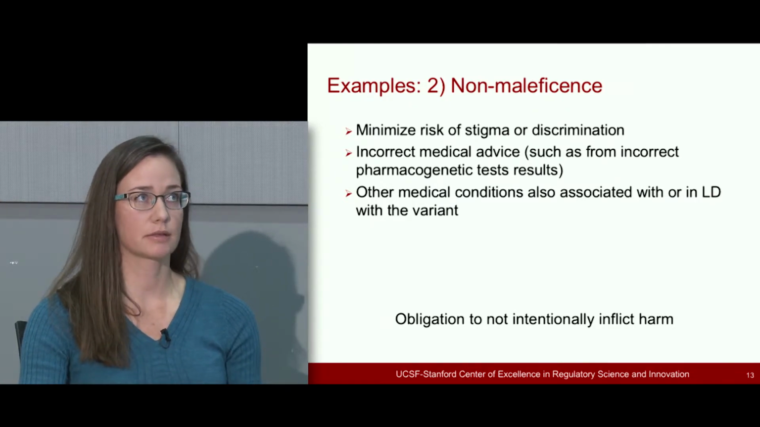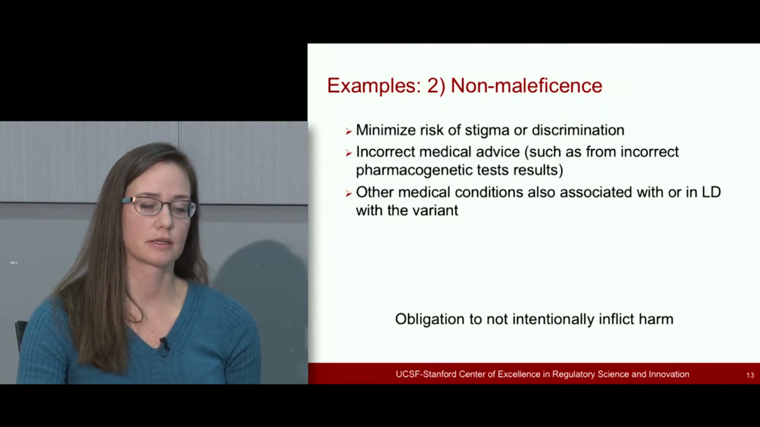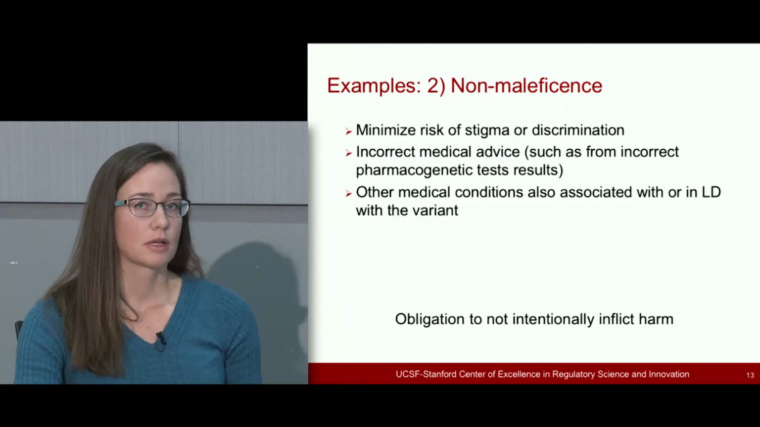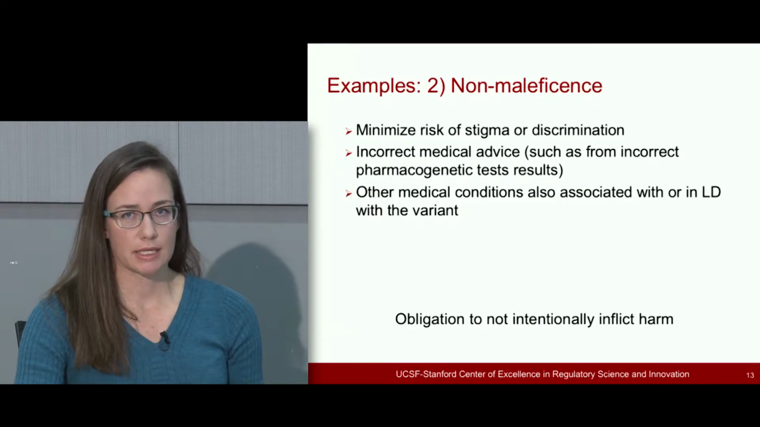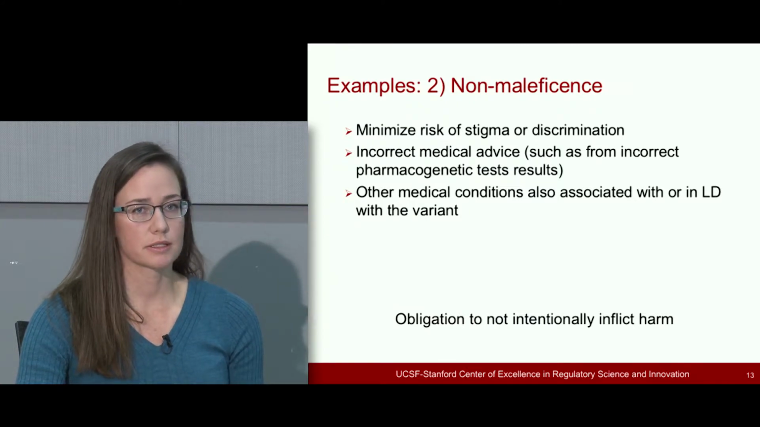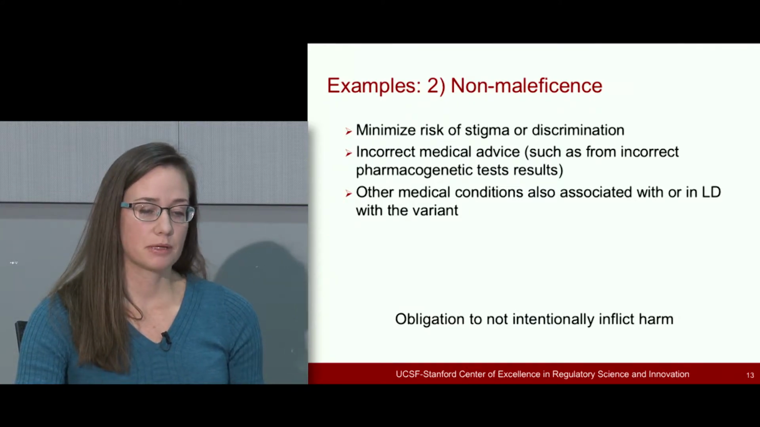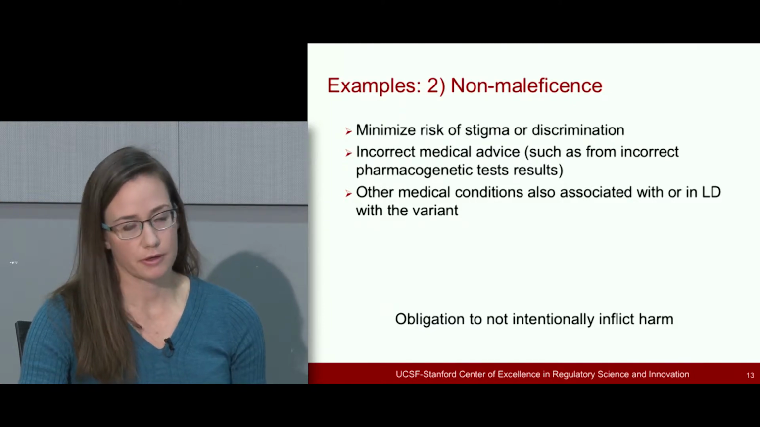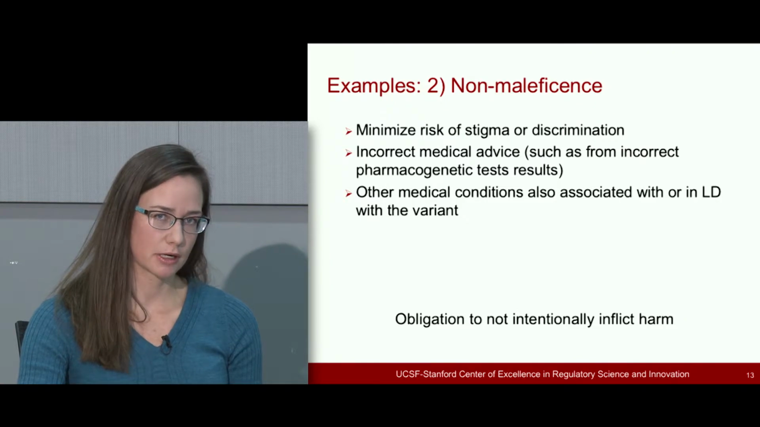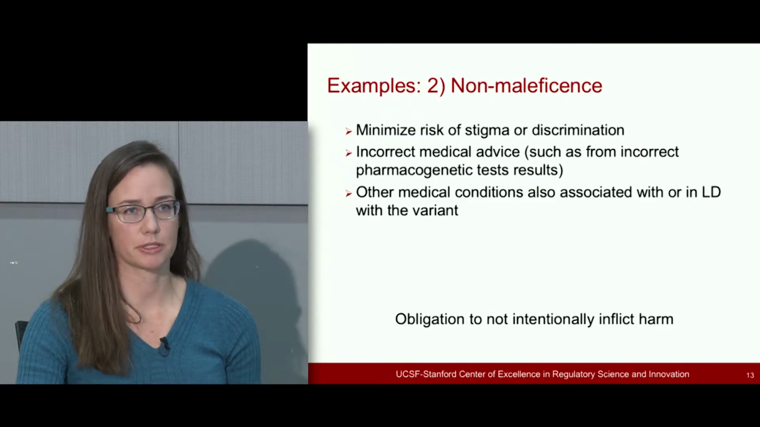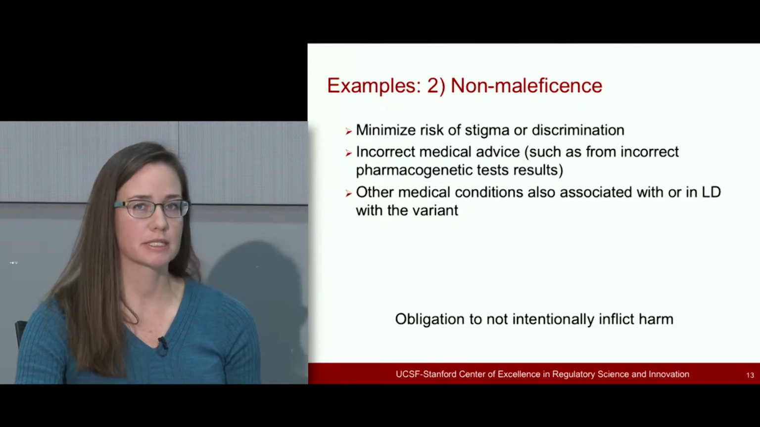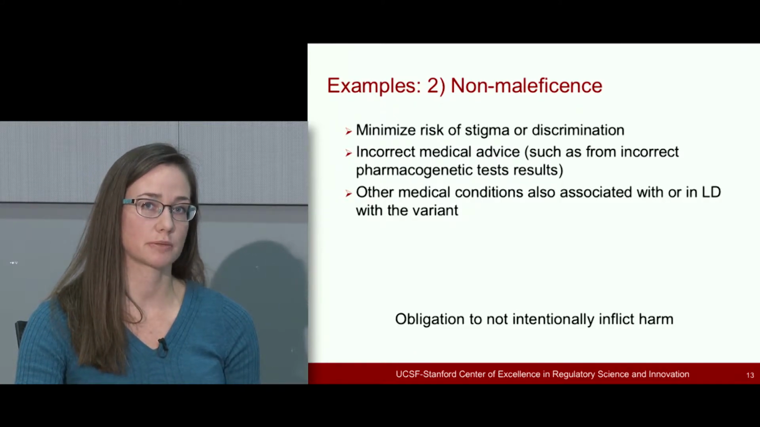We can also run into considerations of non-maleficence related to giving incorrect medical advice. So for example, if a patient receives a genetic test that only looks at very specific markers, they may be reported to be a normal metabolizer for a drug, whereas if the panel had looked at other markers in a gene, it may turn out that this person is actually a poor metabolizer or an extensive metabolizer that could have pretty serious implications for drug response.